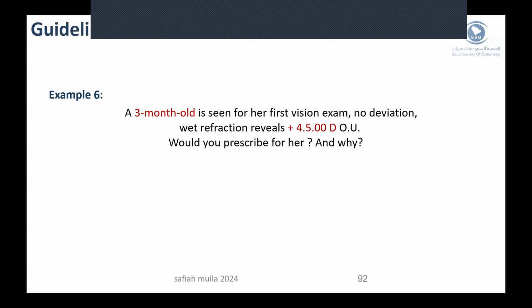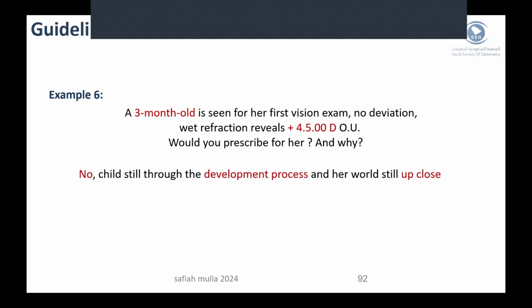Okay. Monitor, no prescription, normal with age, no Rx is needed, no correction. Thank you very much. So I believe it's 100% agreement on this case. So no, the child is still going through the development process. Good job.